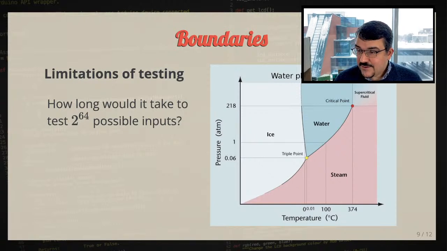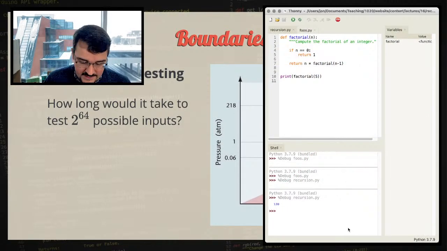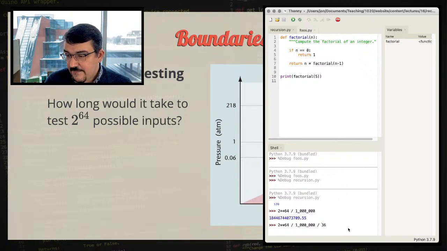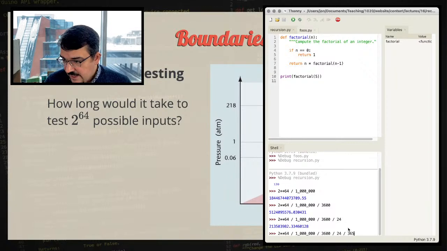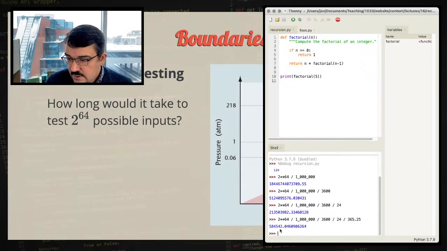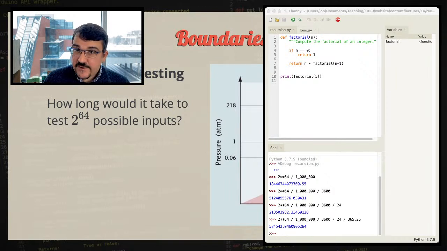Actually, you know what? Let's use Python as a calculator. If we have 2 to the 64 divided by 1 million, that's still a pretty big number. How big is it? Well, if we need that many seconds, that is that many hours, which is that many days, which is that many years. So we would need 584,000 years to test a little Python function that takes a number in and outputs a number. That's not very practical, right? If you write one function, I don't want to spend 584,000 years testing your function, right?